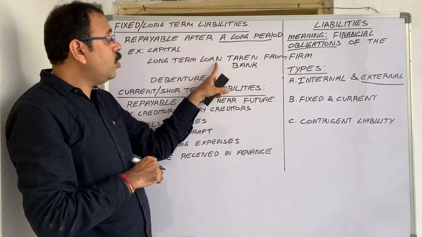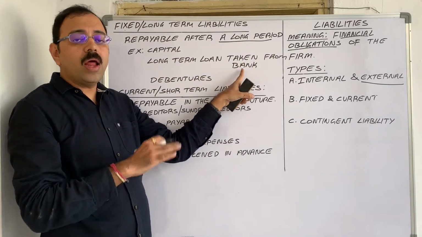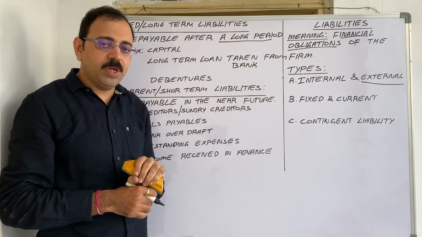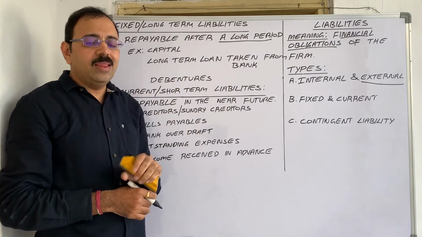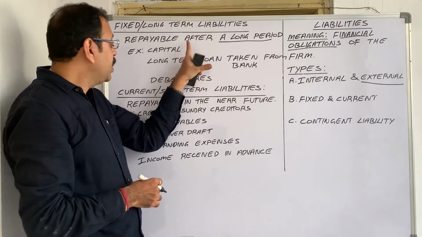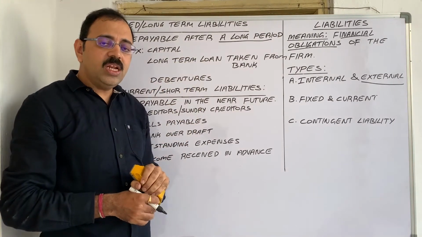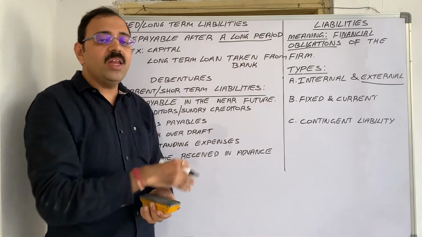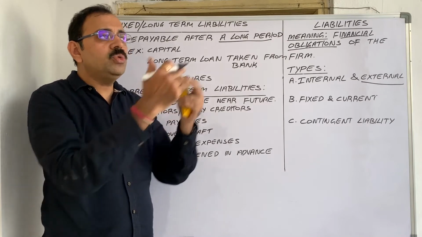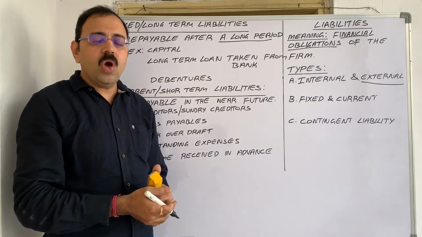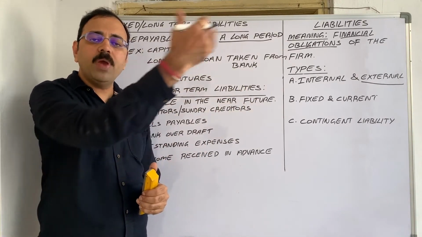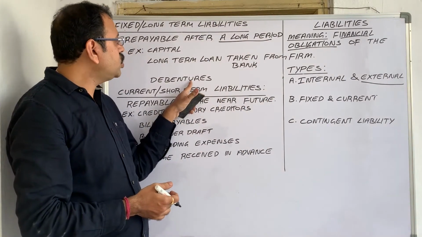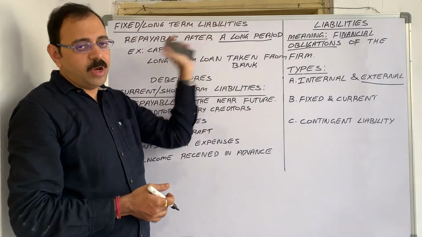Similarly, long-term loans taken from banks or any other financial institutions. If firm takes a loan for 7 years period, 10 years period, that loan comes under this category. Next, debentures. Generally, firm issues debentures to public for more than 1 year period. Say firm issued it for 10 years period. So after 10 years only firm has to pay the principal amount to creditors. Now debentures also come under fixed liability.